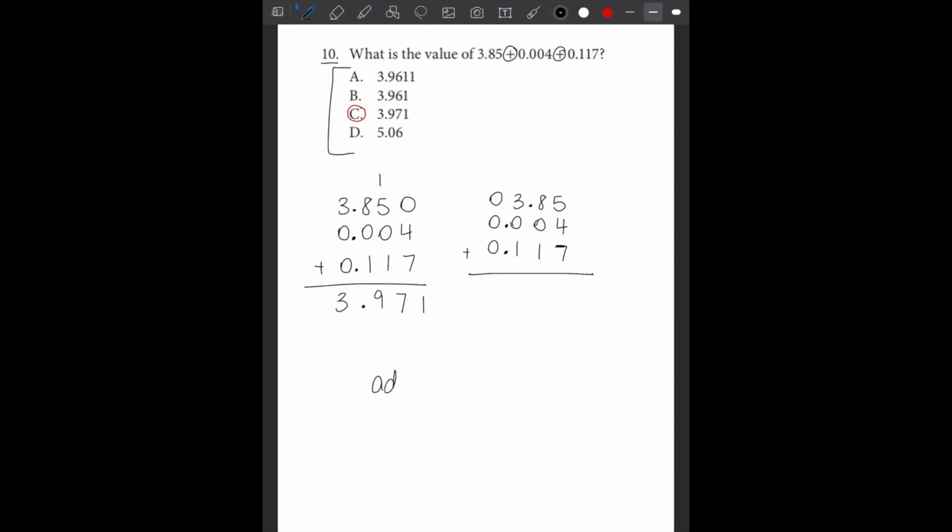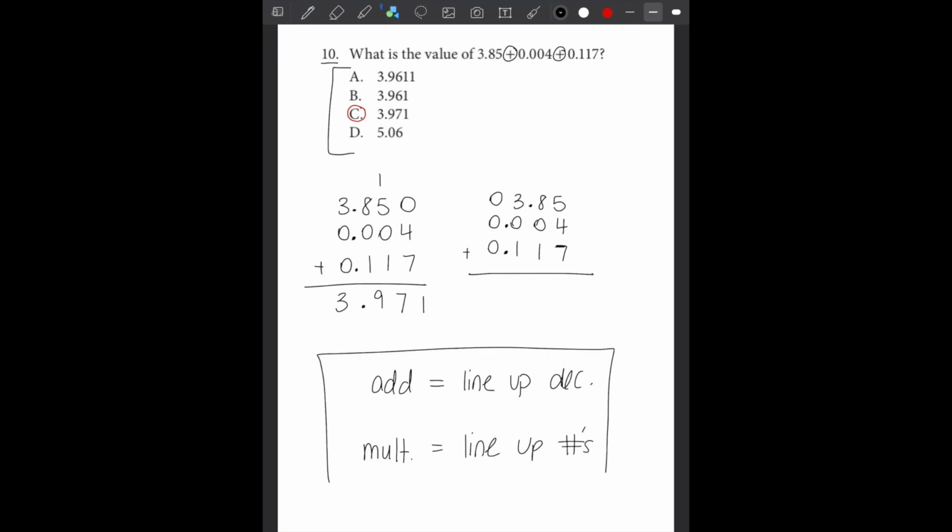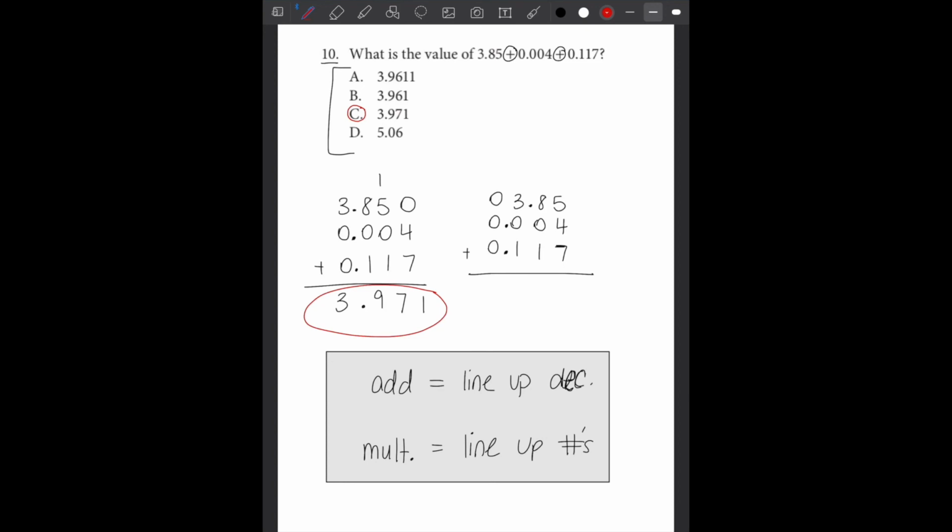When you add, you need to line up the decimals. When you multiply, you don't have to line up the decimals, you just have to line up the numbers. So this is a good tip for you guys to remember. When we're adding, we need to line up the decimals if we have any decimals, and if we're multiplying and we have decimals, we need to line up the numbers, not the decimals. So this is our final answer for number 10.